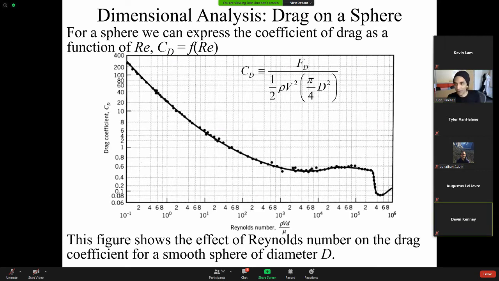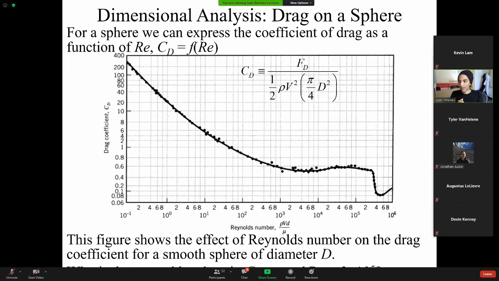So this is what's so powerful about being able to do this using the coefficient of drag. This is for a smooth sphere. If it was rough, it would change. And then we already talked about, hey, why do you have this sudden drop? Transition to turbulence. For bluff bodies, you want a turbulent boundary layer.